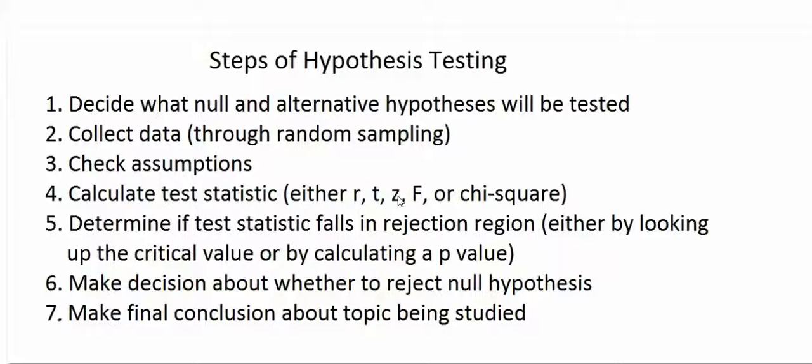And Z, F, and chi-square are other types of formulas that can be used for the test statistic. And these formulas are used in other types of studies that we haven't covered yet.